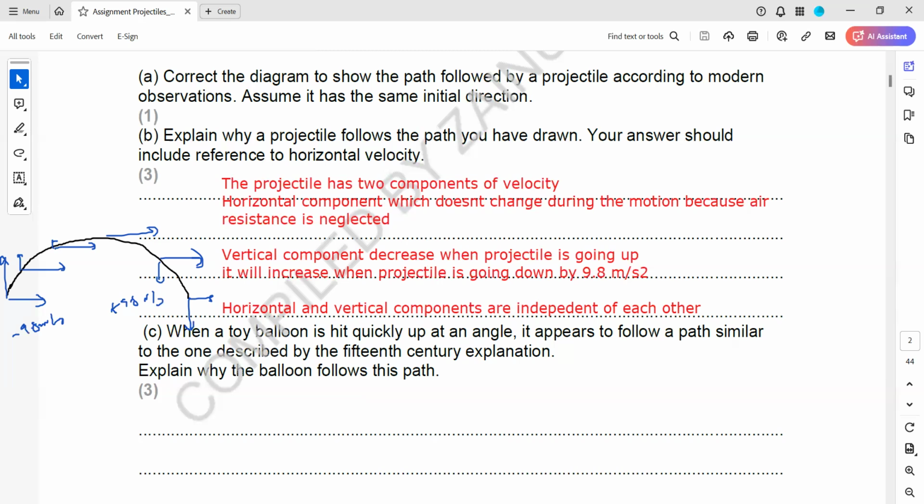Okay. So this is the structured answer which you have to learn whenever they ask you to explain projectile motion. First, the horizontal component does not change, with no acceleration, because air resistance is neglected and it is not affected by gravity. And the vertical component is decelerating when it is going up and accelerating when it is coming down.